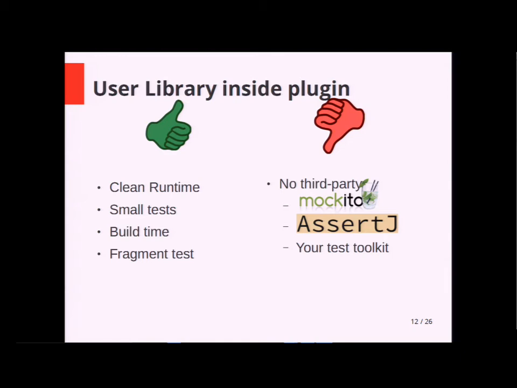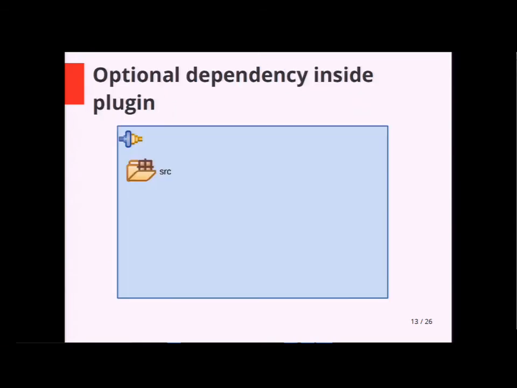So this is a great pattern if you have really small tests only based on JUnit. It is great because the build time stays quite the same as before. It is also a way to test fragments easily, because you don't need to put dependencies on it, as you can't easily on a fragment. So let's go to the second architecture, the second possibility.